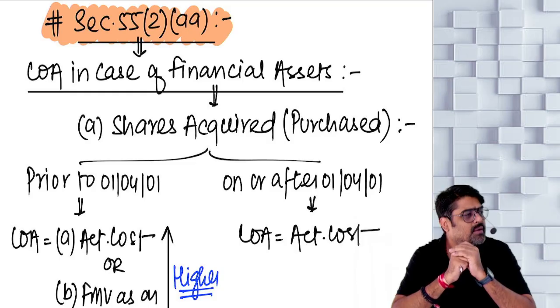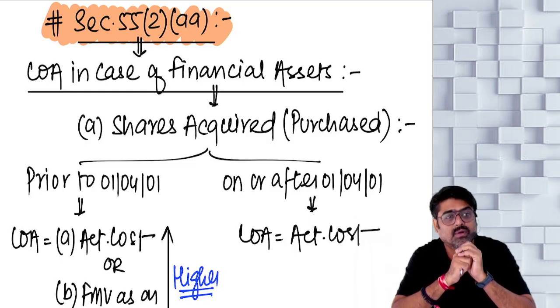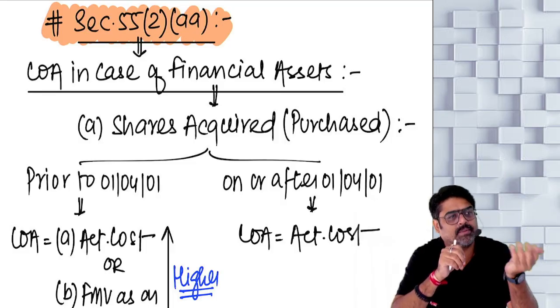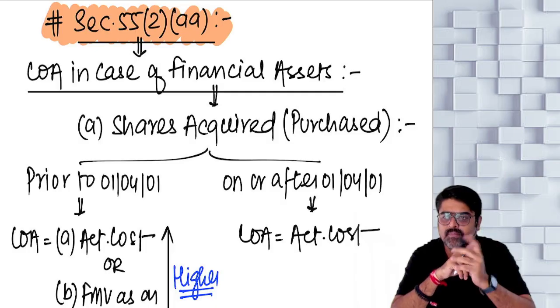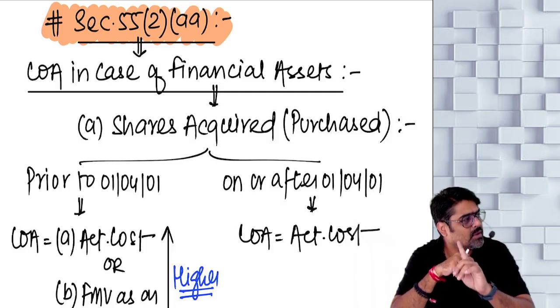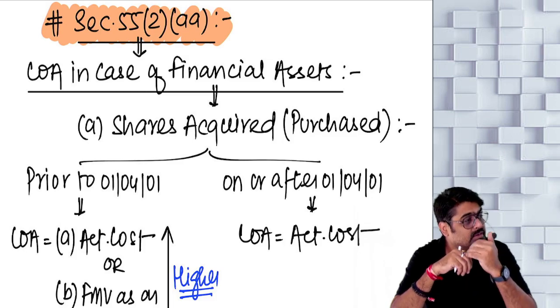Option to take fair market value as on 1st April 2001 as what? Cost of acquisition. So if any asset is acquired prior to 1st April 2001, cost of acquisition will be actual cost, or fair market value as on 1st April 2001, whichever is higher.